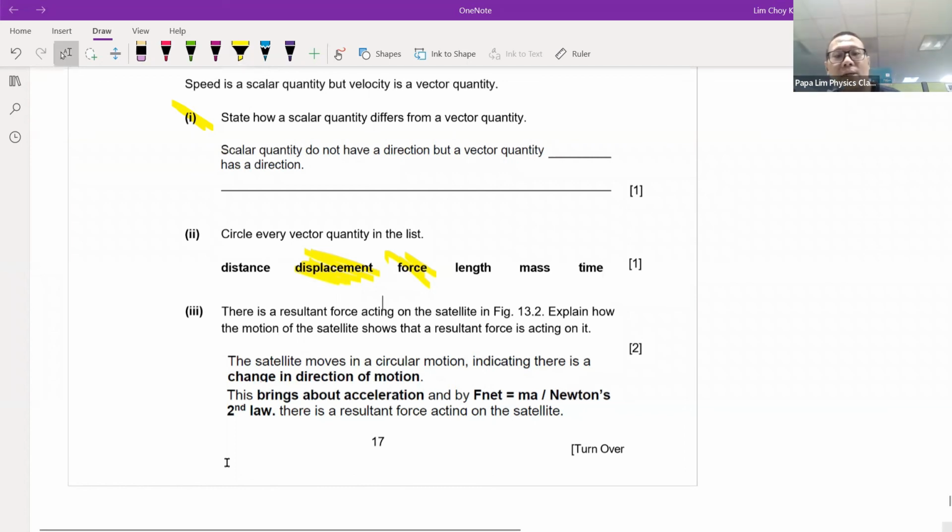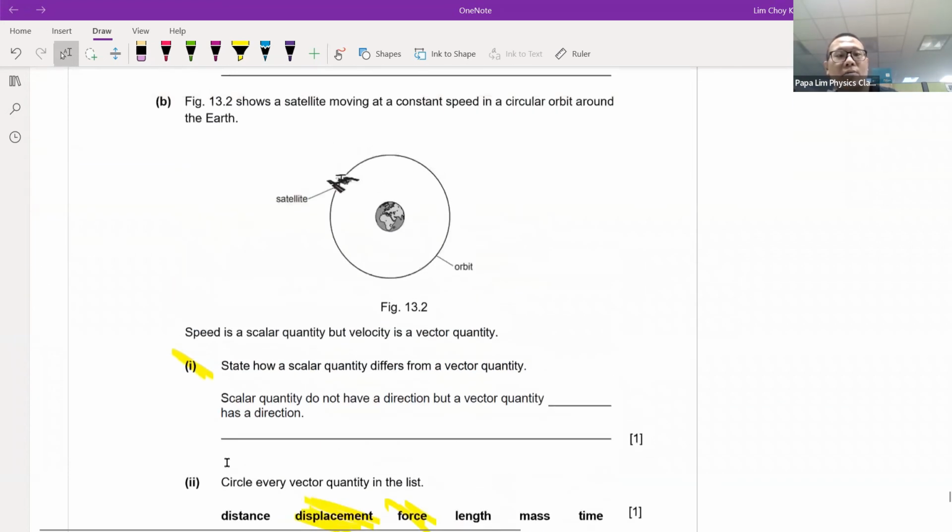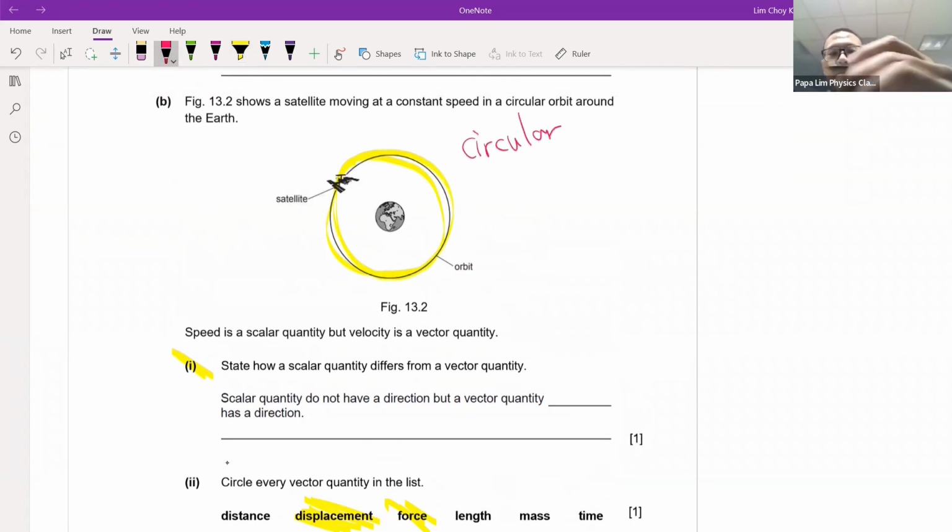Resultant force acting on the satellite. Now take note for circular motion. We always like to give this moving circle. This thing has a name, it's called circular motion. It's just an object moving in a circle. The common aspect is that we always say it travels at constant speed. So it's a constant speed.